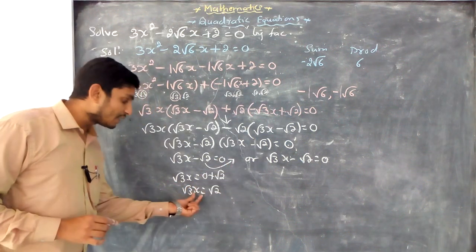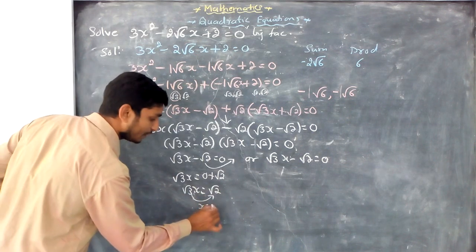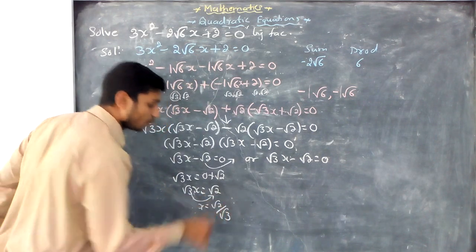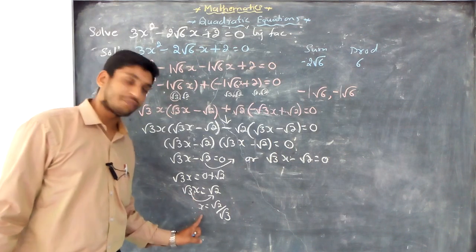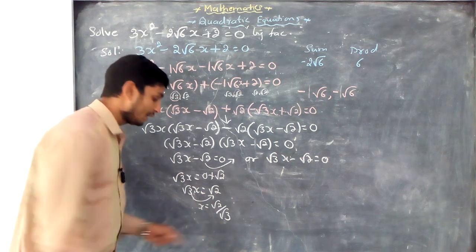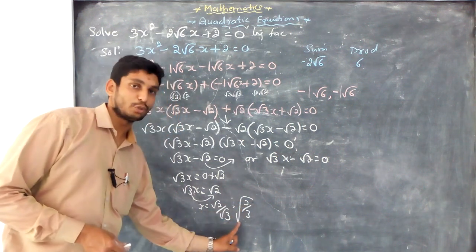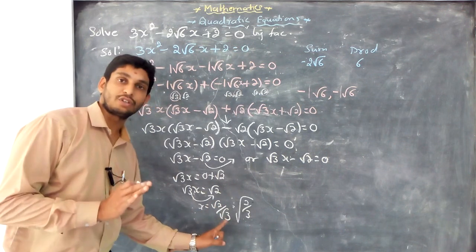Now x answer I have to find. Transfer root 3 to that side. That is x is equal to root 2 by root 3. That's what is the answer of x? Root 2 by root 3. Since both are square roots, if you want you can write it in a single root as root of 2 by 3. Root 2 by root 3 is also enough.